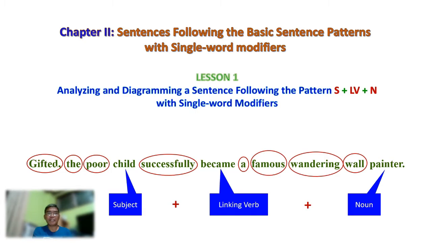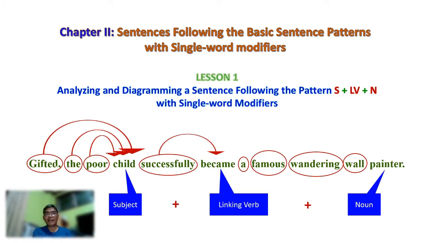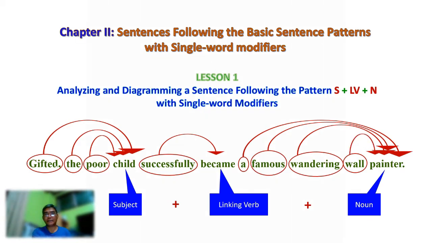The first 3 encircled words modify our subject child, gifted child, the child, and poor child. The next encircled word successfully modifies became. And the last 4 encircled words modify the noun painter. A painter, famous painter, wandering painter, and wall painter.